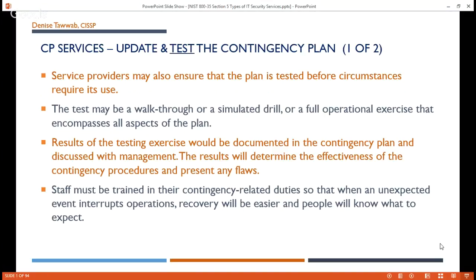Another service is providing results of the testing exercise documented in the contingency plan and discussed with management. The results are going to determine the effectiveness of the contingency procedures, and it's going to present any flaws that you need to take care of. Your staff must be trained in their contingency-related duties so that when an unexpected event interrupts your operations, recovery is going to be easier and people are going to know what to expect. That, again, is another service that can be provided.